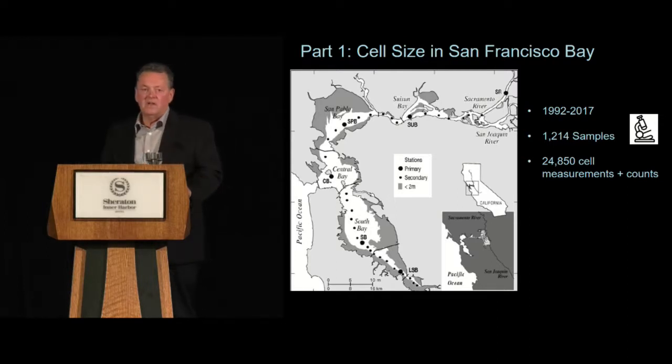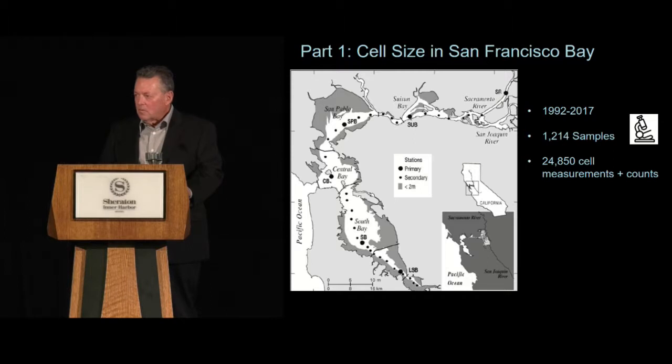Okay, so I've organized this talk into 4 parts, and the first part I want to talk about what we've learned about phytoplankton size distributions from our multi-decadal study of San Francisco Bay. So this map shows the distribution of sampling sites where we collect water samples and analyze them by microscopy. So this is standard light microscopy results that I want to talk about.